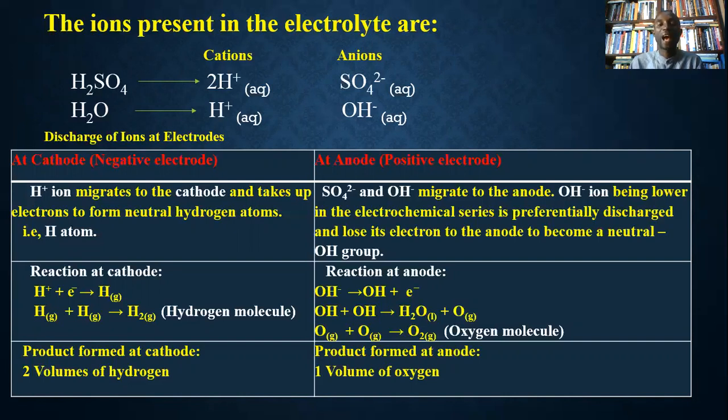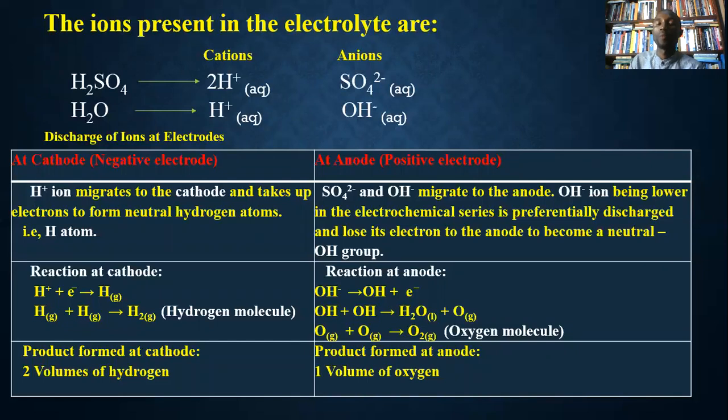Now, the reaction at the cathode. We have only the hydrogen ion at the cathode, so it will migrate to the cathode and there it will take up an electron to form a neutral hydrogen atom. Now, what will the hydrogen atom do? It will combine with another hydrogen atom in order to form a hydrogen molecule, or hydrogen gas molecule.